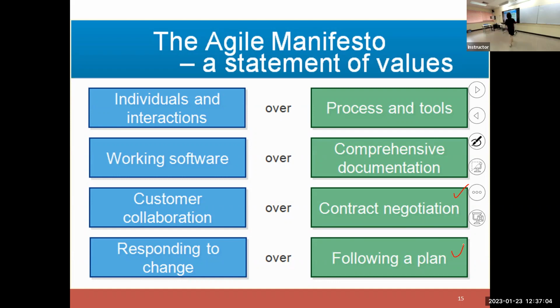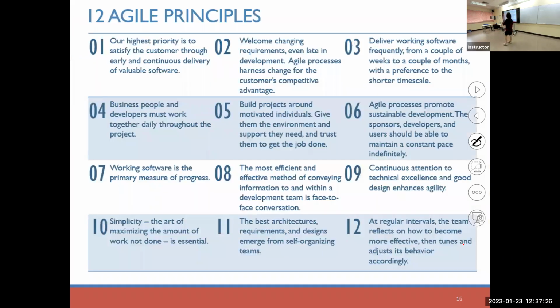But in the new business working environment, these are likely to be favored more. Try to make contracts amendable easily. Try to make the plan amendable easily, based on the real situation. Okay, and there are these 12 agile principles. Let's go one by one just to wrap up quickly. I think you already went through this.